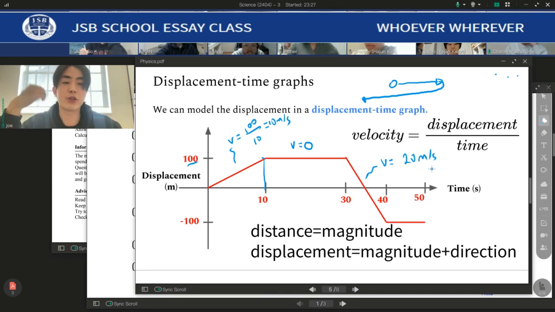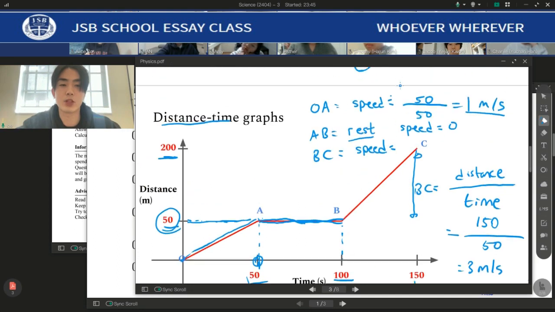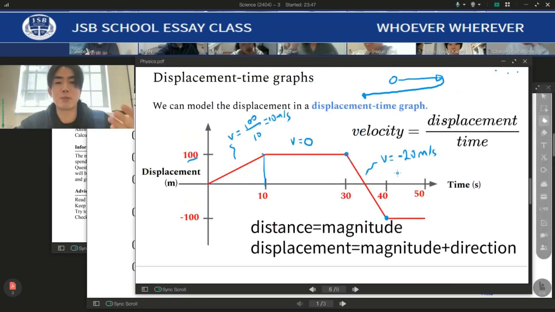But this is now where we have to introduce a plus or minus sign, okay? So you can see here the car is going downwards. If it's going downwards, it means the velocity is negative 20 meters per second. Remember before in this graph here, we only had positive numbers. When we're now looking at displacement time graphs, if the graph is moving downwards, the velocity is going to be a negative sign. So moving upwards, this part here, it's 10, but moving downwards is negative 20. Okay, so you have to be careful of that when we're looking at displacement time graphs.